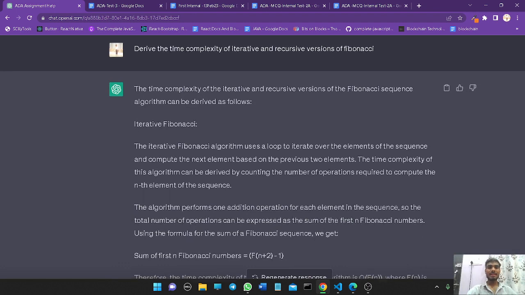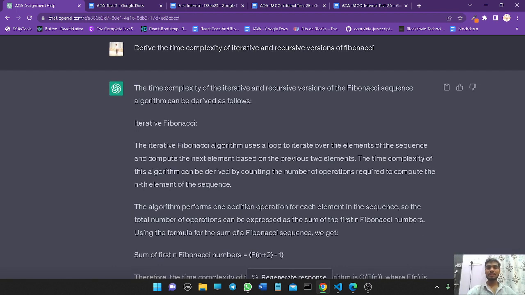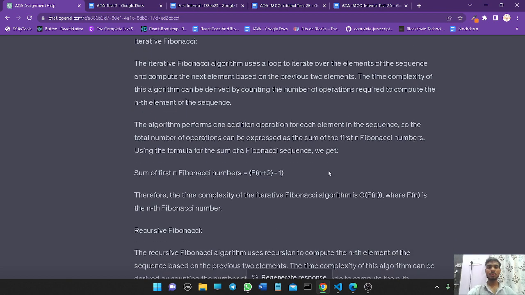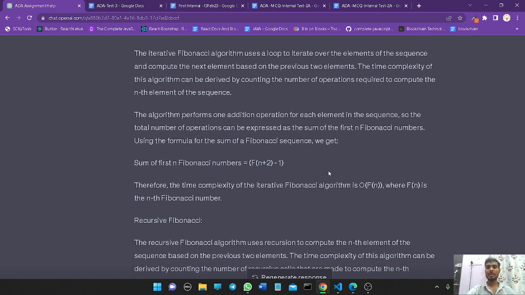Fifth question is derive the time complexity of the iterative and recursive version of the Fibonacci series. The time complexity of the iterative and recursive Fibonacci algorithm to find the nth Fibonacci number can be derived as follows. Iterative Fibonacci: the iterative Fibonacci algorithm uses a loop to iterate over the elements of the sequence and compute the next element based on the previous two elements.